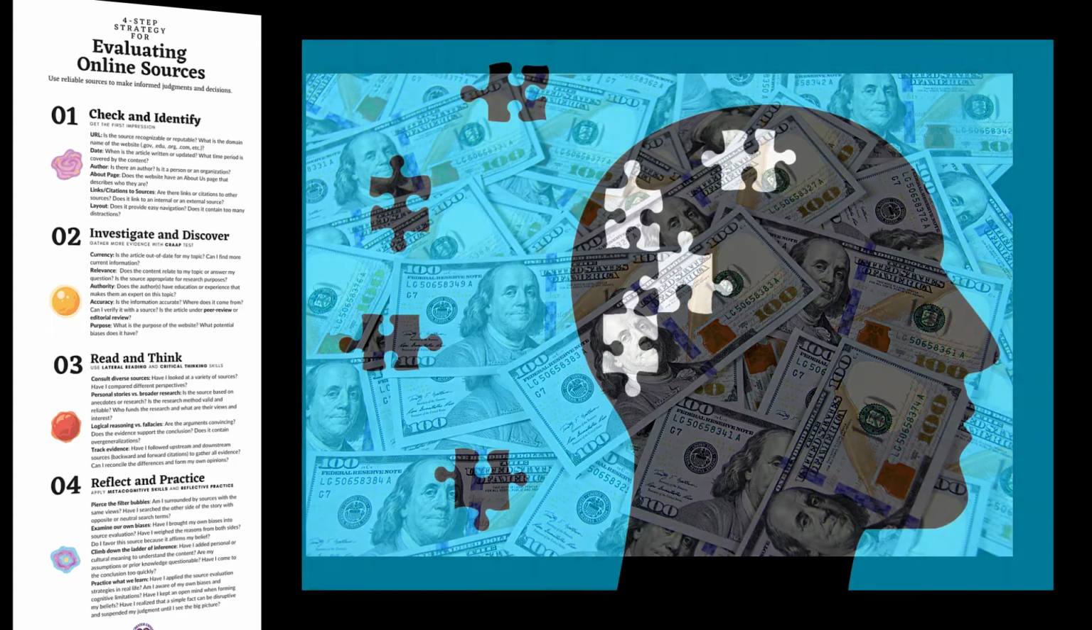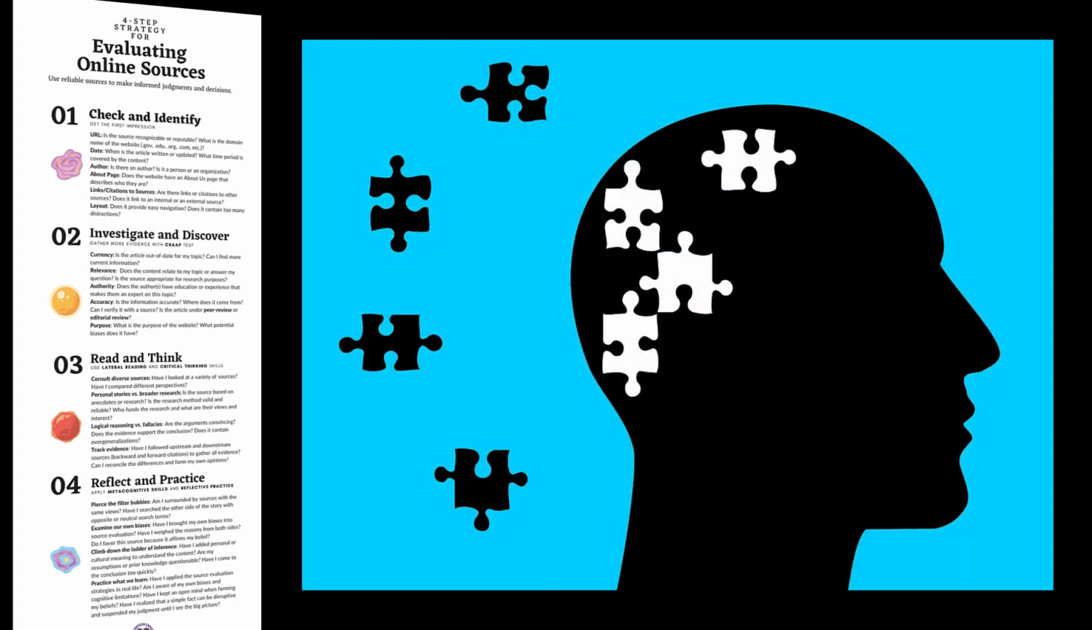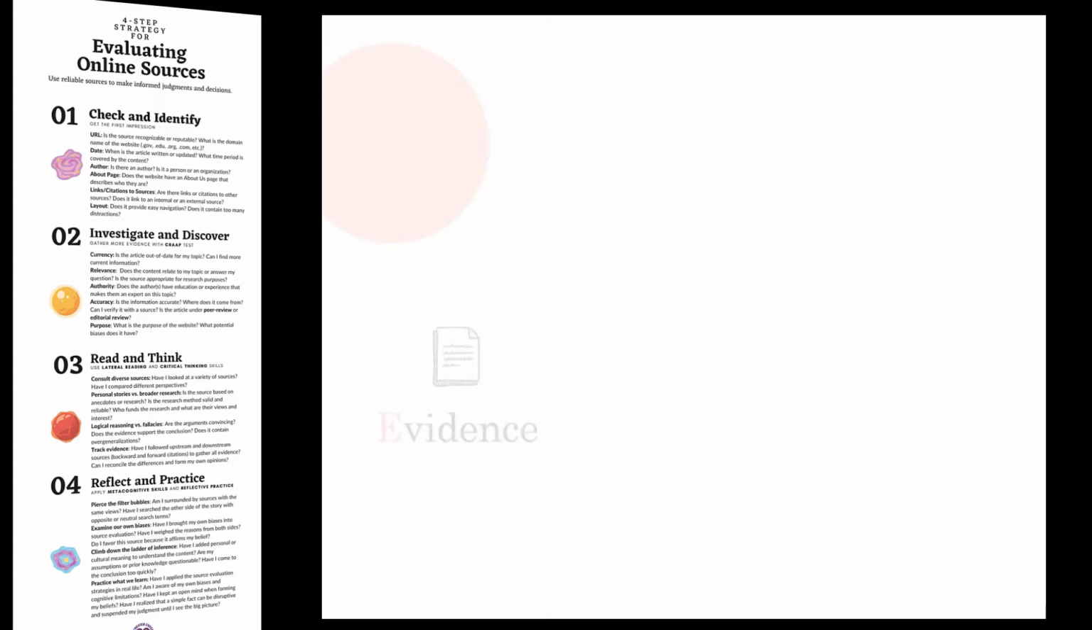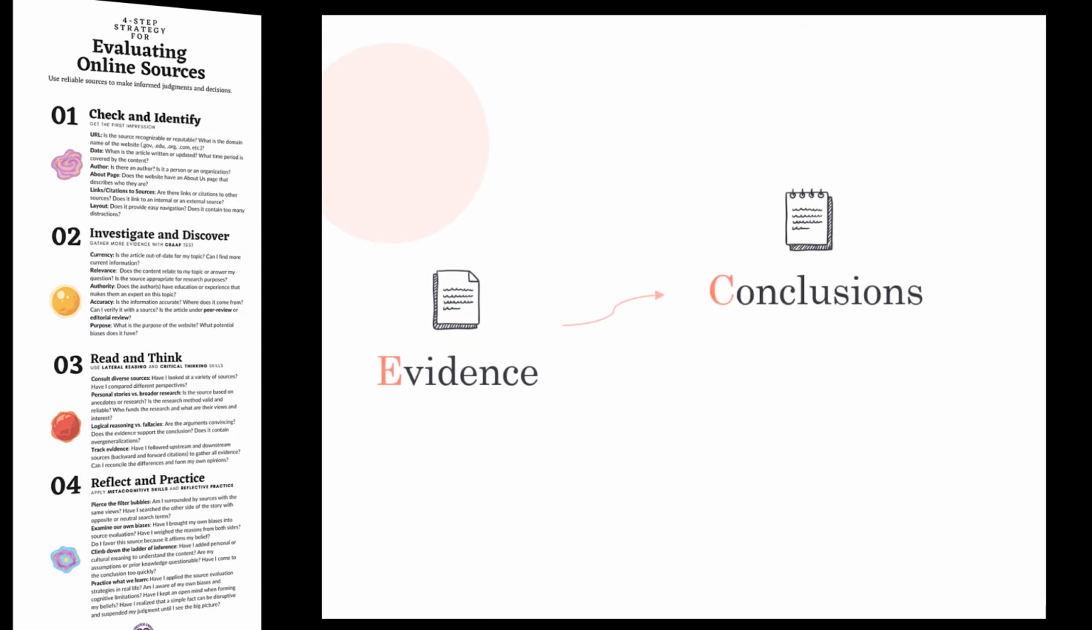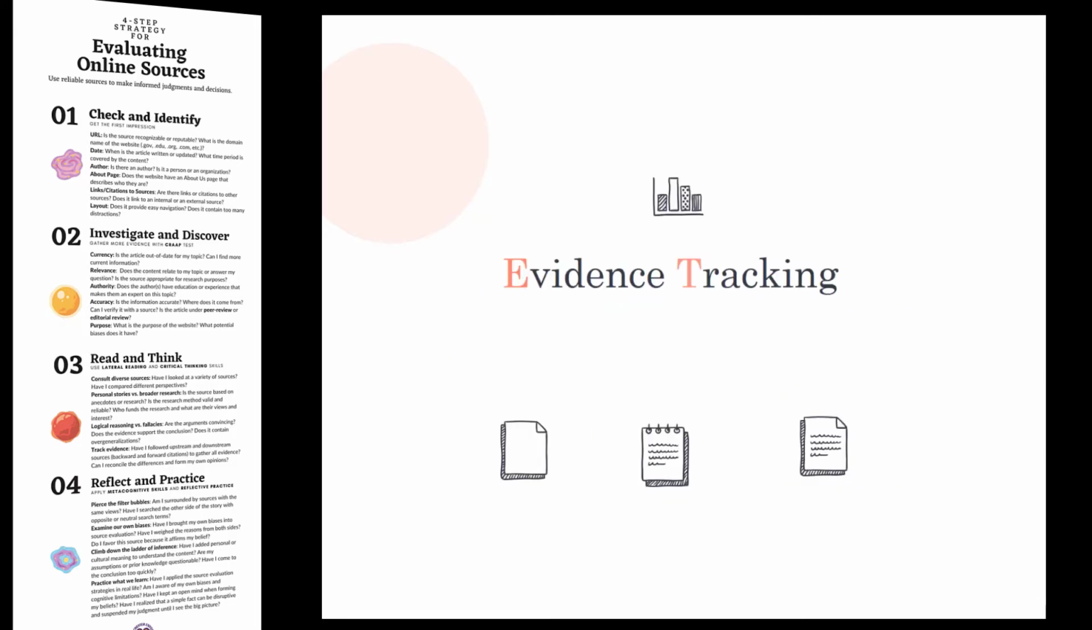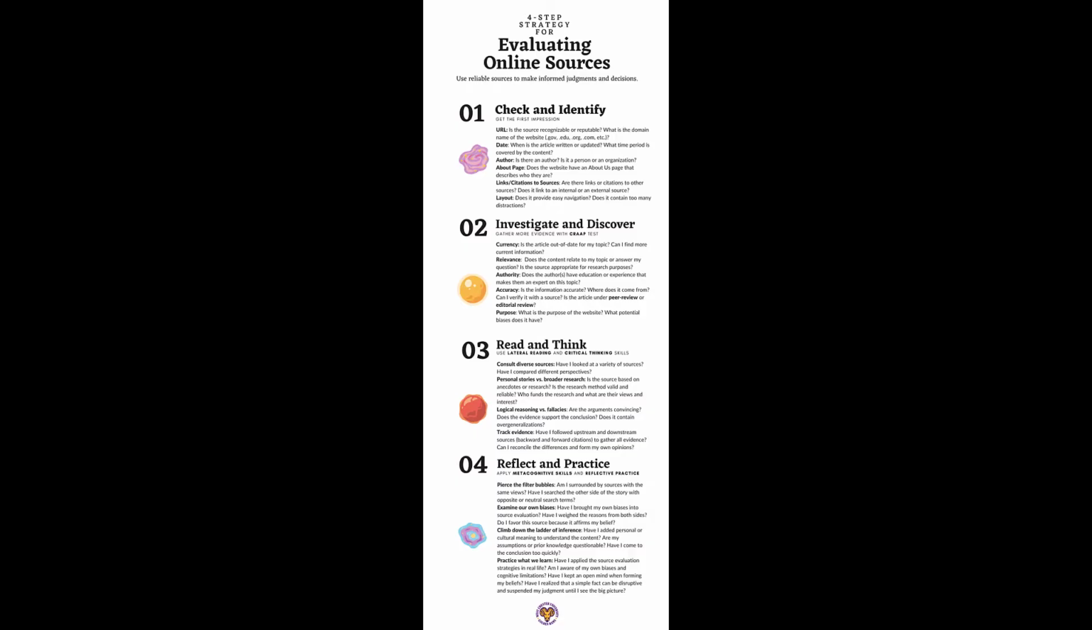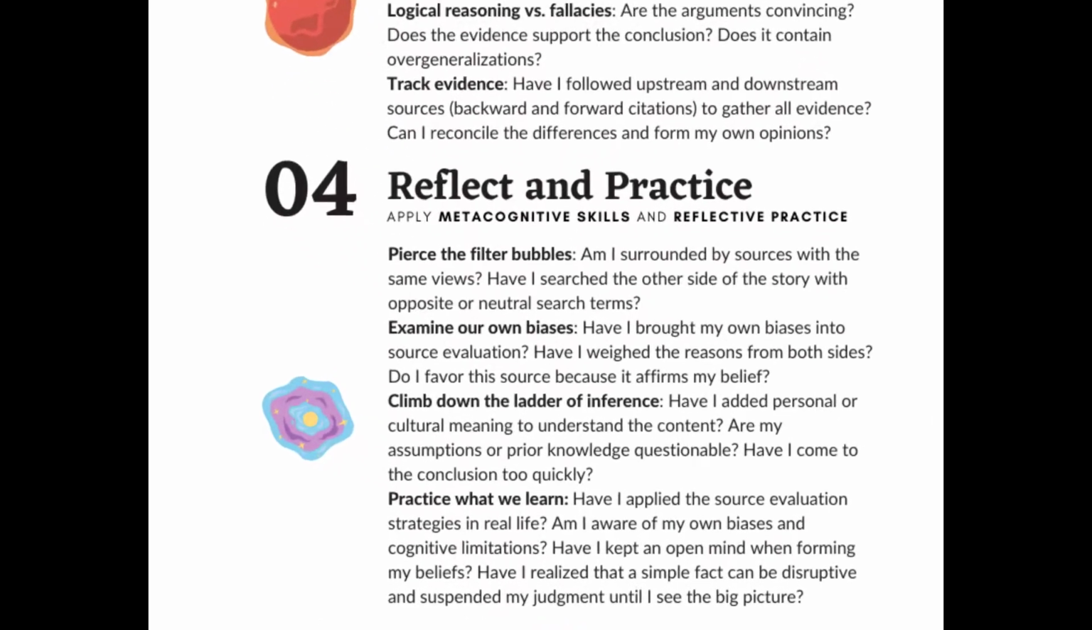Besides the evidence, we need to check the reasoning of the argument and see if the evidence can logically support the conclusions or if it contains any overgeneralizations or other fallacies. Finally, we can use some evidence tracking techniques to follow upstream and downstream sources to gather all evidence and see if we can reconcile the differences and form our own opinions. In the last step of source evaluation, we will apply reflective practices to critically think about our own biases and assumptions.